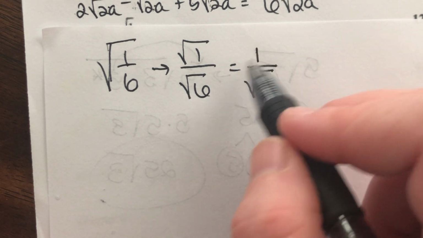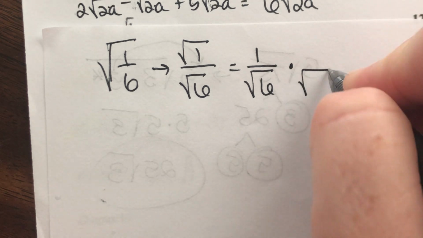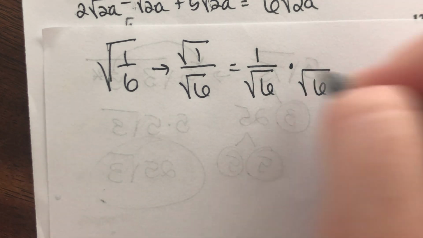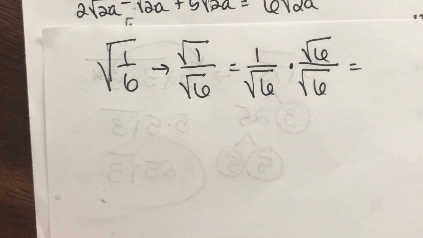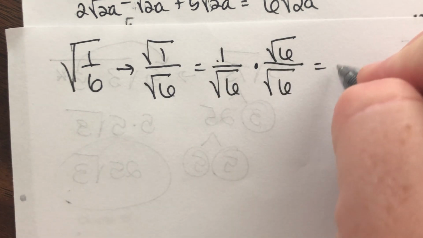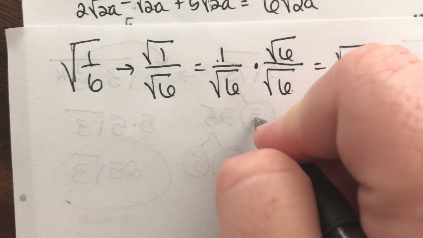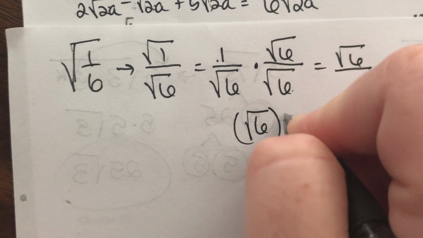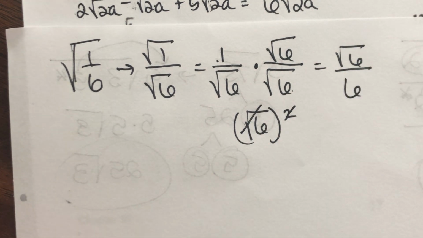And then I can't leave a radical on the bottom. So to get rid of a radical, I'm just going to multiply that term by itself. And whatever I do to the bottom, I've got to do the same thing to the top. So then I go straight across the top, straight across the bottom. 1 times square root of 6 is square root of 6. This becomes square root of 6 squared, right? So this cancels out with the symbol, and I'm just left with the 6.